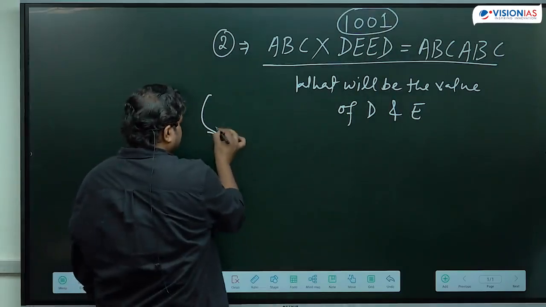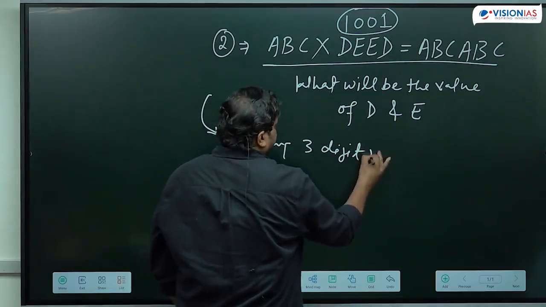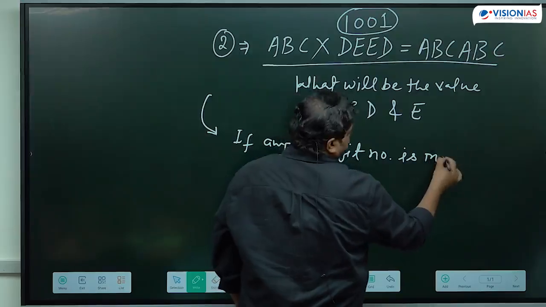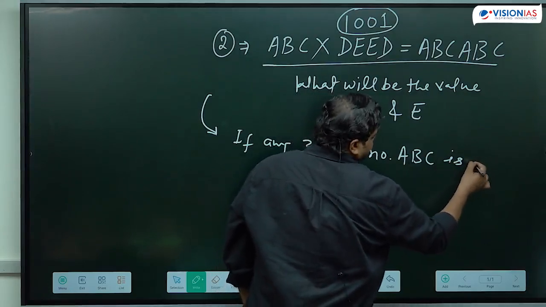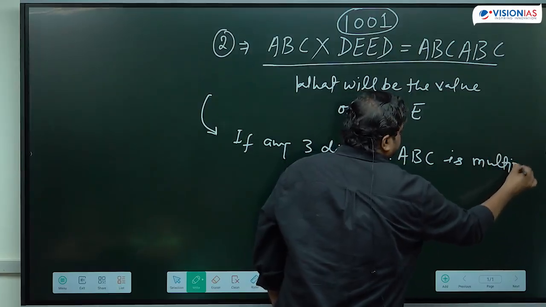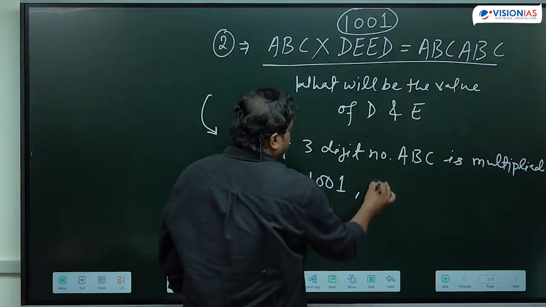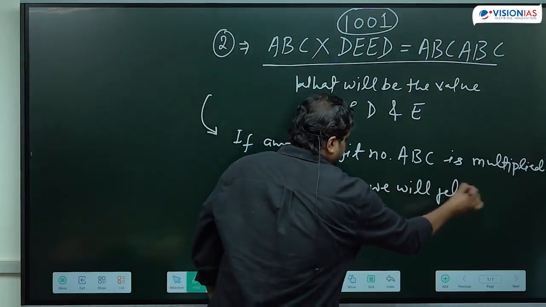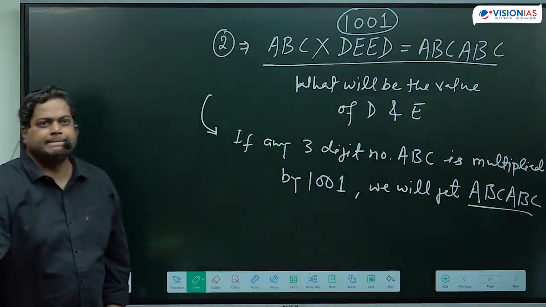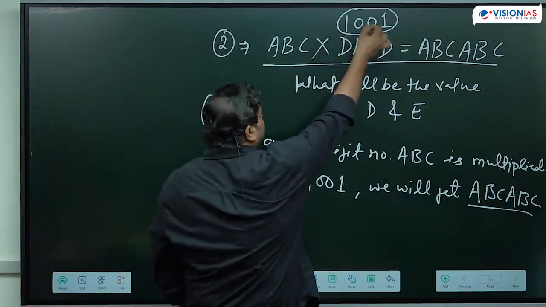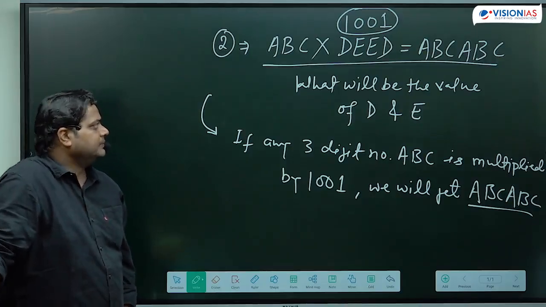और इसको इस तरीके से भी लिख सकते हैं कि if any 3-digit number ABC is multiplied by 1001, we will get ABC ABC as a resultant number. ठीक है, तो यहां पे D की वैल्यू क्या हो जाएगी? 1 एंड E की वैल्यू 0. ठीक है.